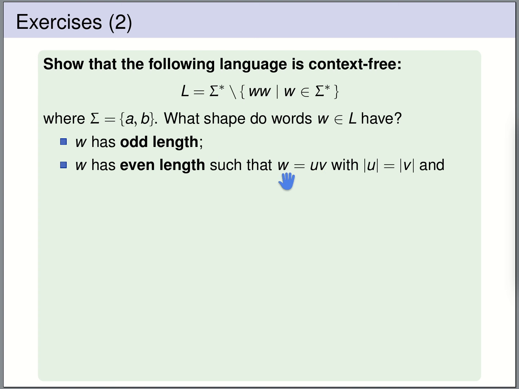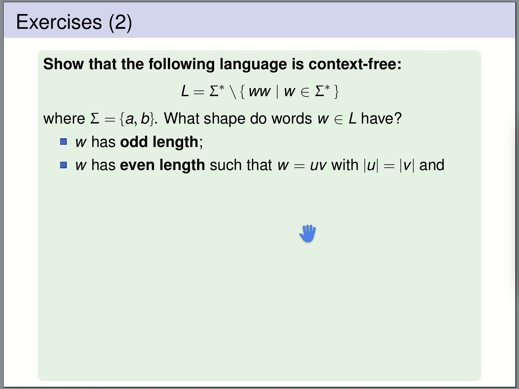So our word W of even length can be taken apart into UV such that U and V have the same length. So U is the first half, V is the second half of the word W. And now we want to make sure that U and V are not the same, because if they would be the same, it would be of the form WW, it would be a square word. So how do we express that U and V are different from each other?